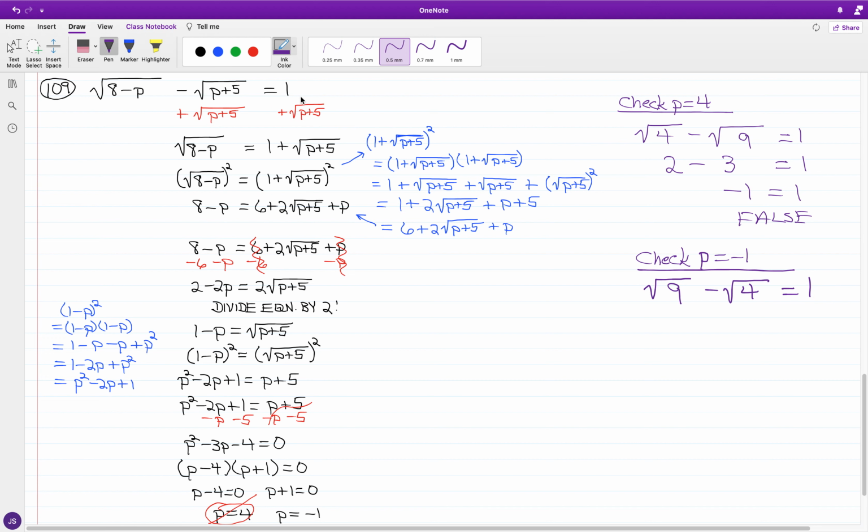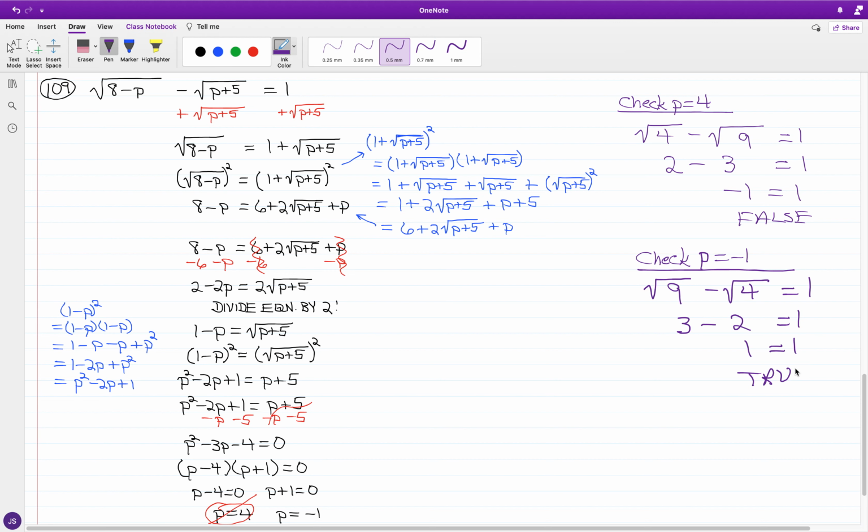Again, we have the equation set equal to 1. Now the square root of 9 is going to be 3, minus the square root of 4, which is 2. 3 minus 2 is 1, and 1 is equal to 1. So that is a true statement.